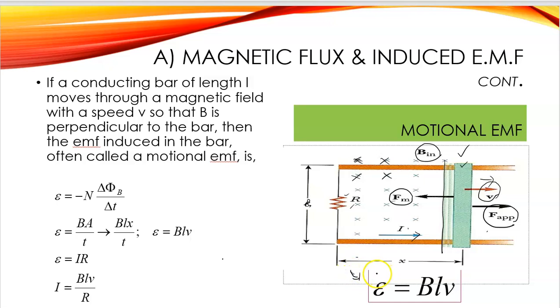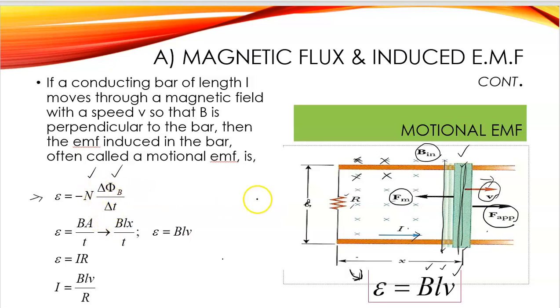The induced EMF that is produced when I move this conducting bar from the first position to the next position is equal to the product of B, the magnetic field, L, the length of this conducting bar, and V, the velocity. Now, how did I come up with this equation? This slide comes with the derivation of the equation. We start with this equation, the relation between the number of turns and the rate of change of magnetic flux.